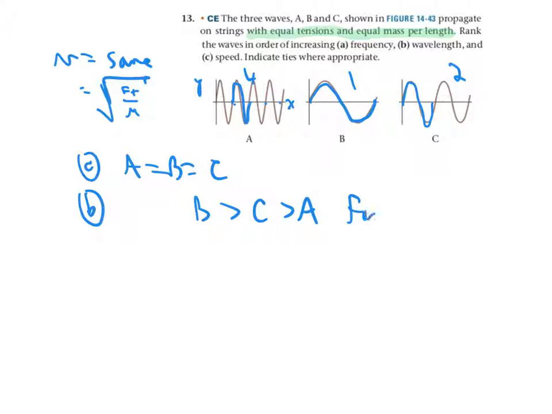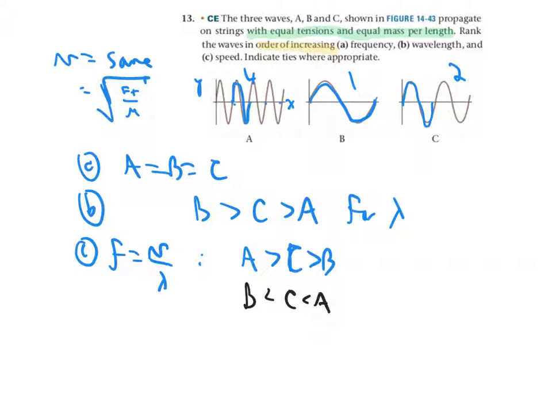And then finally we can say, well, the frequency is the wave speed over lambda, so whatever happens to lambda, the opposite happens to frequency, which means that we get A is greater than C is greater than B. I suppose it's legitimate to pay attention to that. They said they wanted increasing frequency, which is opposite to our usual. So we really have that B is less than C is less than A, which of course is the same thing.